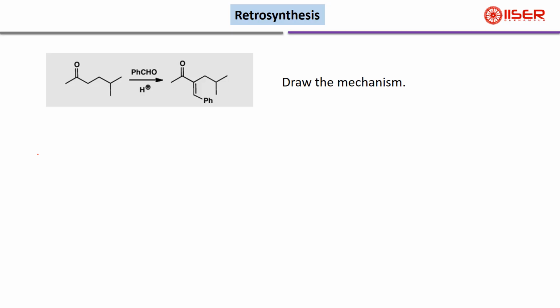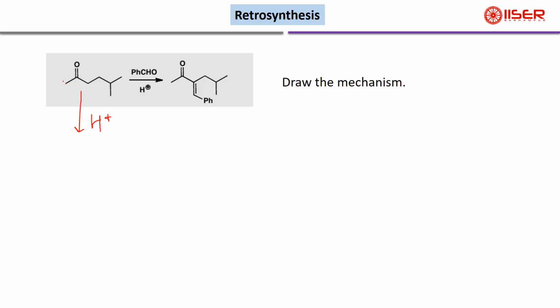Draw the mechanism. So we have to draw the mechanism to get this product from this substrate by using this as our reagent. So they have given H plus to go through an enolization. Whenever this is base catalyzed enolization, it takes up a proton which is more acidic. But whenever it is acid catalyzed enolization, it will take a proton where after formation of the enol, it will give the more substituted double bond.